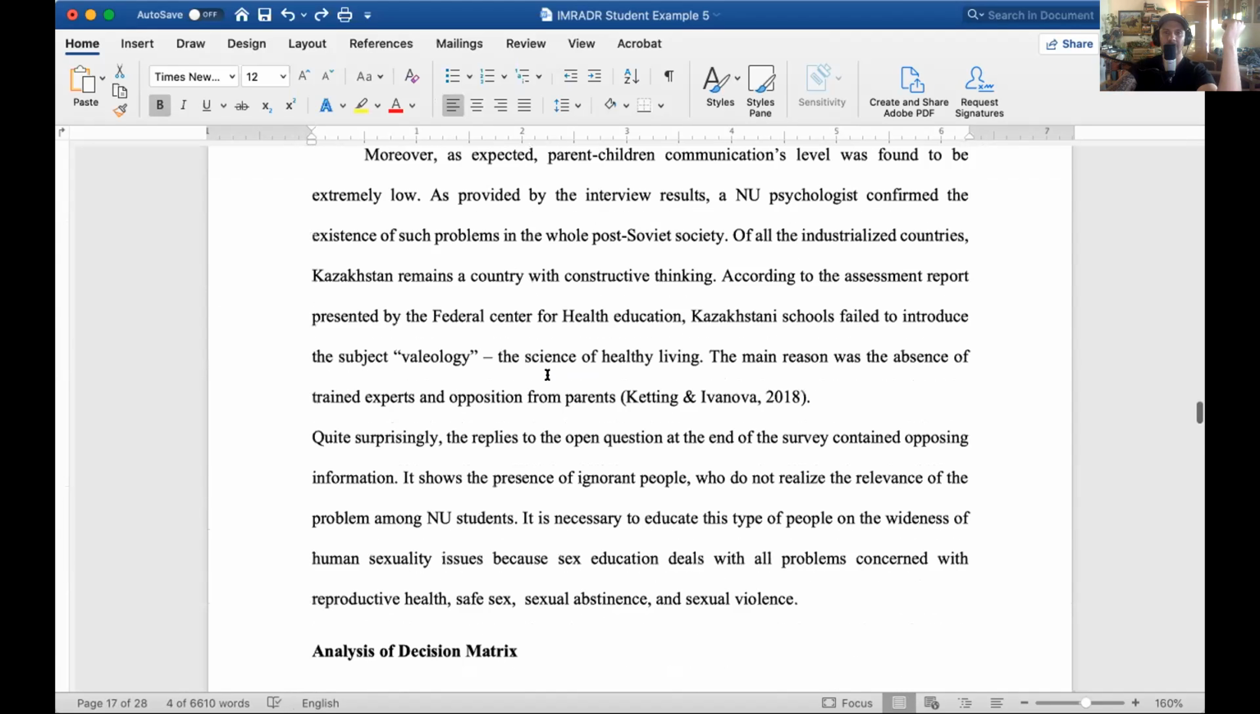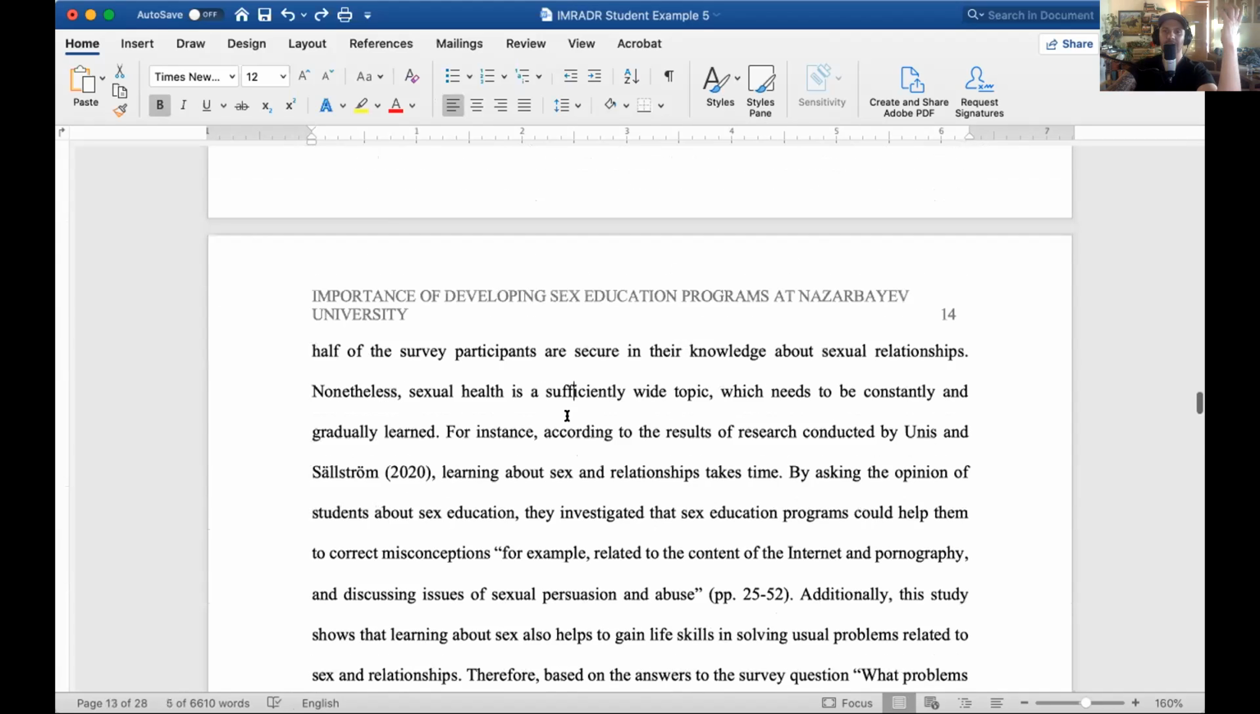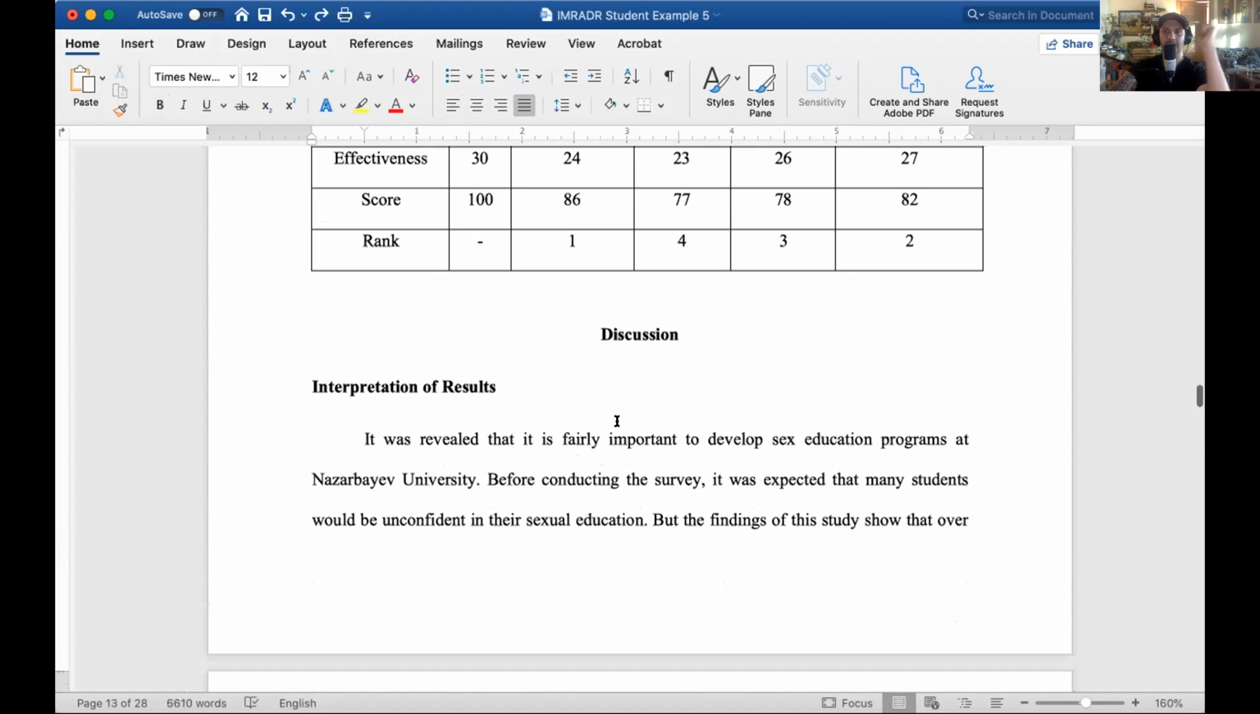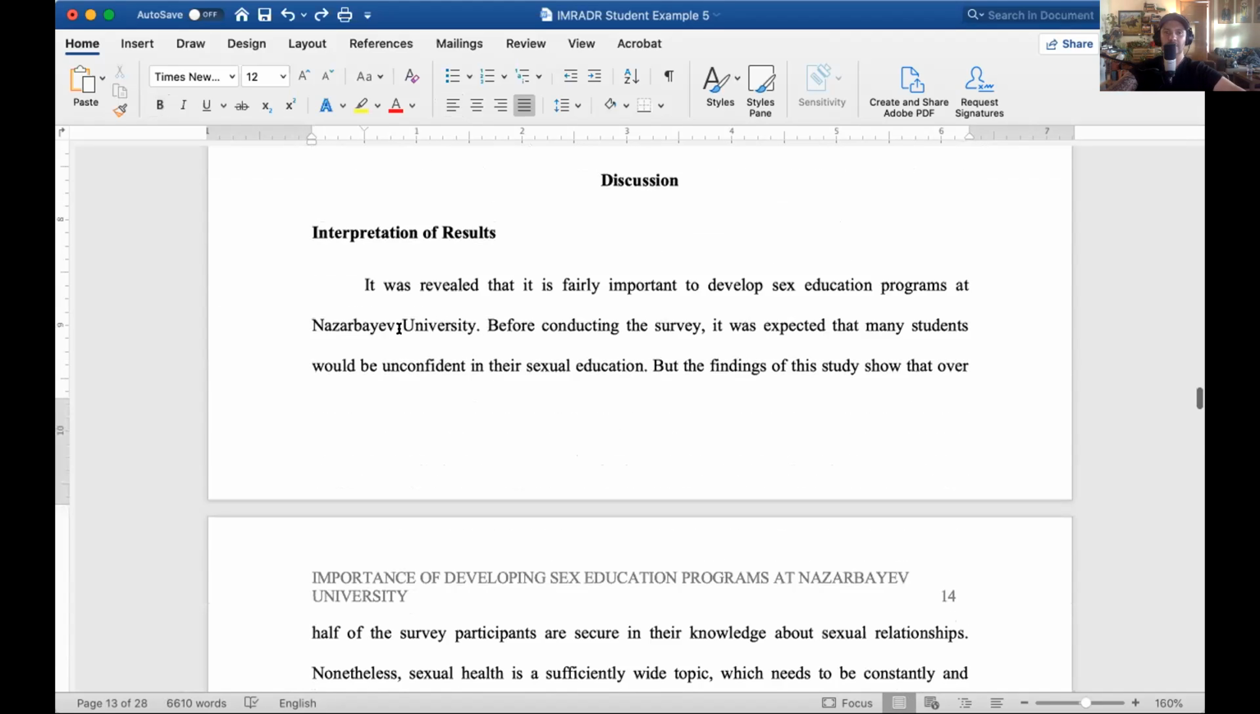A couple of things that I do require. In the discussion section, I want you to answer the research question within the first paragraph. Look how quickly they answer it. It was revealed that it is fairly important to develop sex education programs at Nazarbayev University.